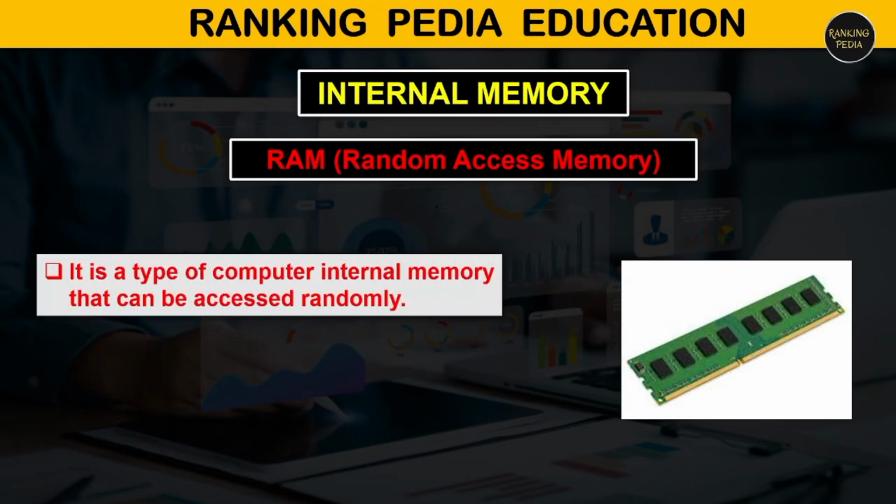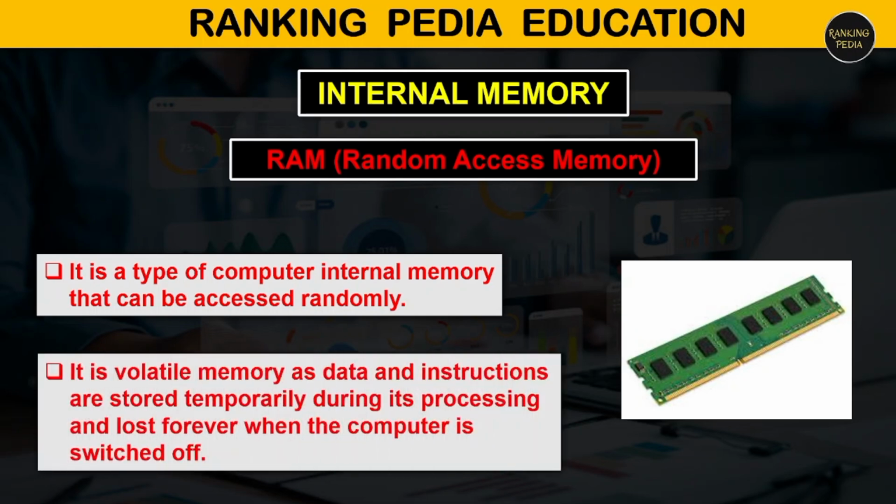It is a type of computer internal memory that can be accessed randomly, as the name suggests, random access memory. It is a volatile memory, as data and instructions are stored temporarily during processing and lost forever when the computer is switched off. This is the main property of a RAM.